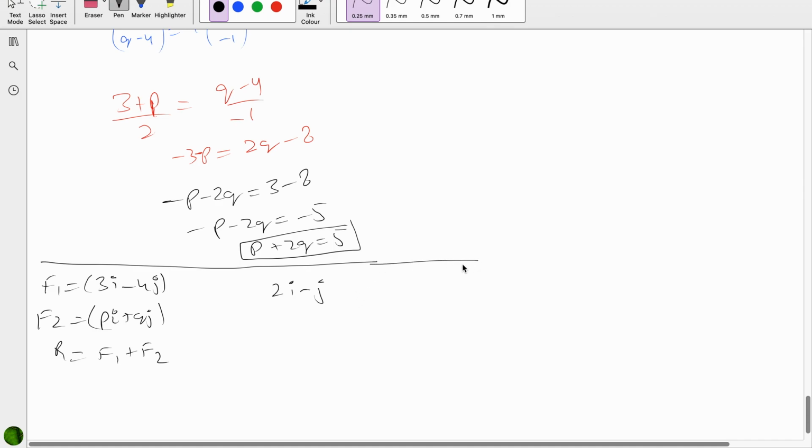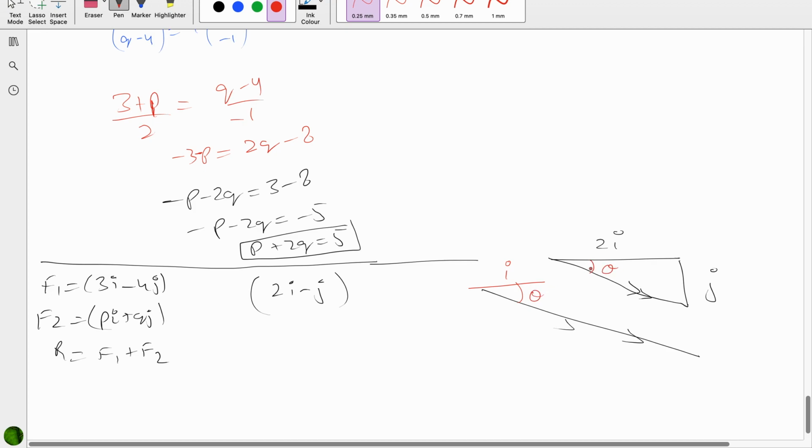This was the question. R is parallel to 2i minus j. The first part was to find the angle between R and the I axis. Whatever R is, it is parallel to 2i minus j. So the angle between R and I would be exactly the same as the angle between 2i minus j and I, because they are parallel.